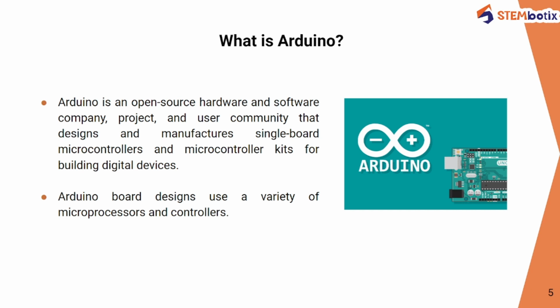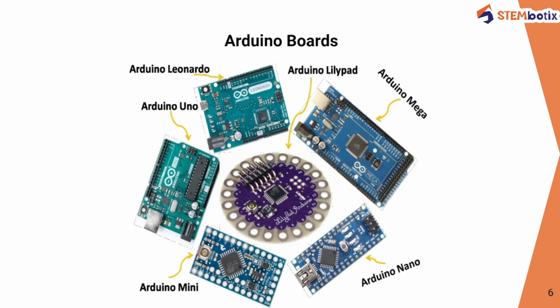So the Arduino Uno is an open source microcontroller board which is based on the Microchip ATmega328P microcontroller. First of all, Arduino is an open source hardware and software company which gives access to each and everyone. You can make your projects using these boards. It has different microprocessors and controllers.